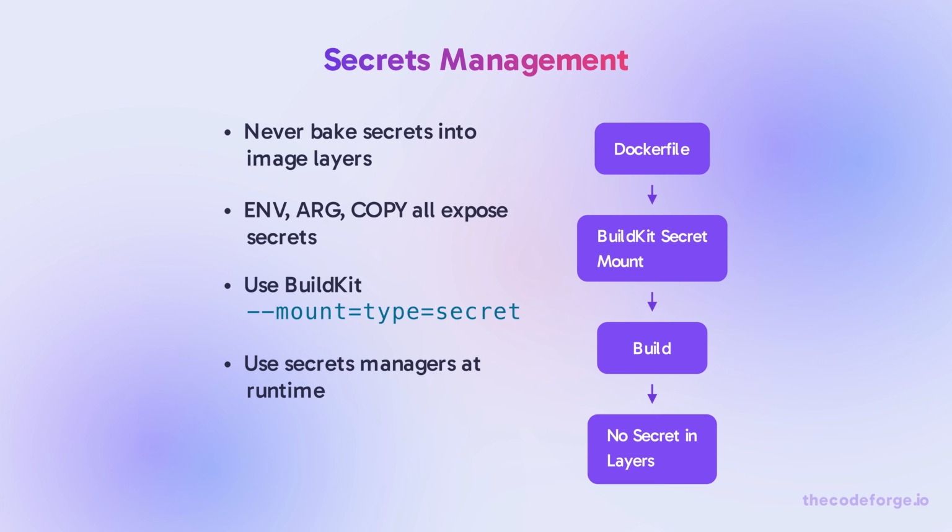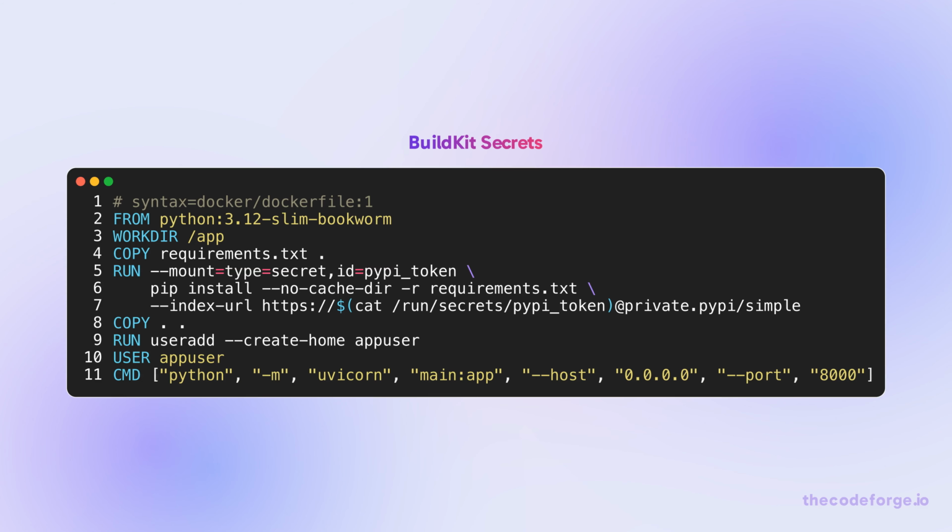Secrets must never be baked into image layers. ENV, ARG, and COPY all expose secrets permanently. Use BuildKit's mount=type=secret for build-time secrets and secrets managers for runtime. Here's how to use BuildKit secrets. The secret is mounted during build but never written to any layer. Build with DOCKER_BUILDKIT=1 and --secret id=pypi_token,src=$HOME/pypi_token.